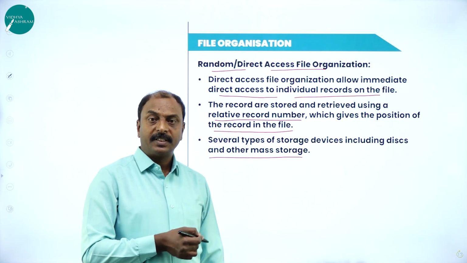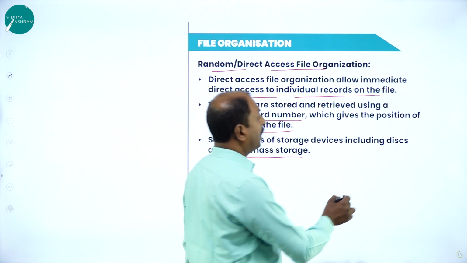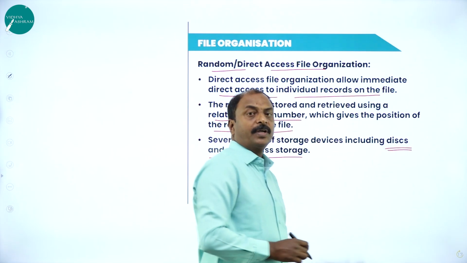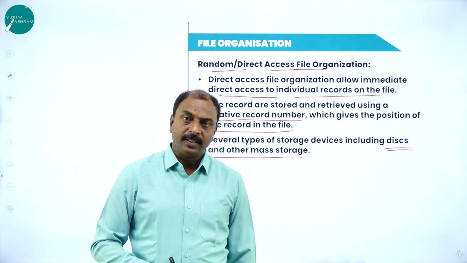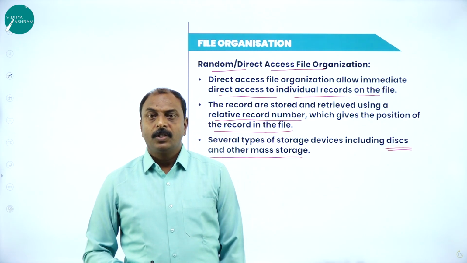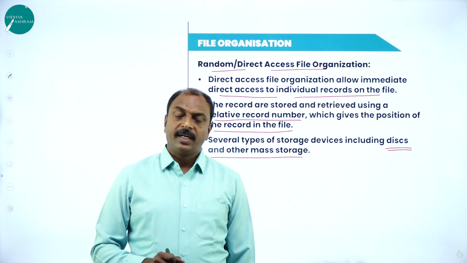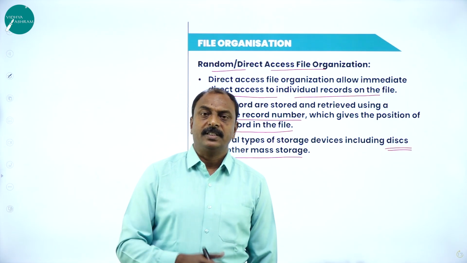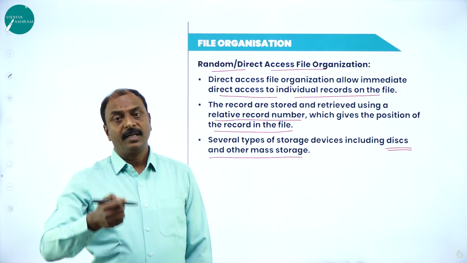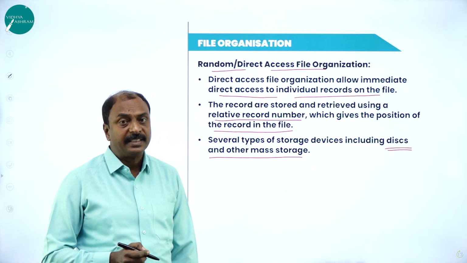If I talk about disk or hard disk, if you look at the hard disk in a computer, we can store n number of files or different types of files. So whichever file we are going to access, we can directly go to a particular drive, either C drive or D drive, and directly access any record easily.